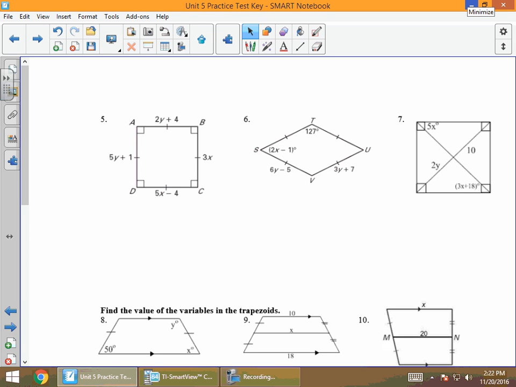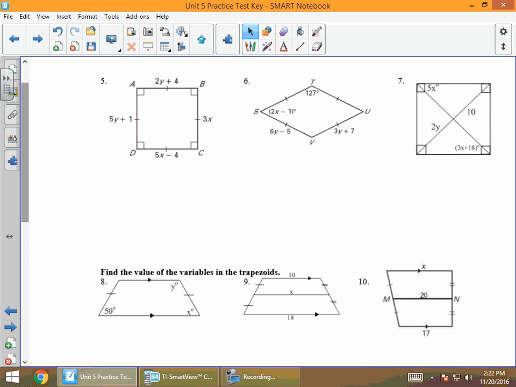Welcome to video 2, which is page 2 of your Unit 5 practice test. We're going to continue on with the same directions from the end of video 1, where we need to classify the quadrilateral, explain the reasoning for that classification, and then find x and y. So let's take a look at question number 5.